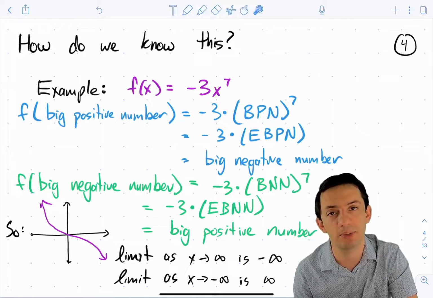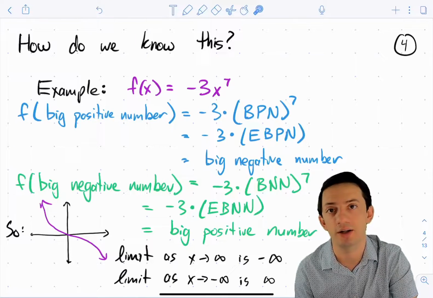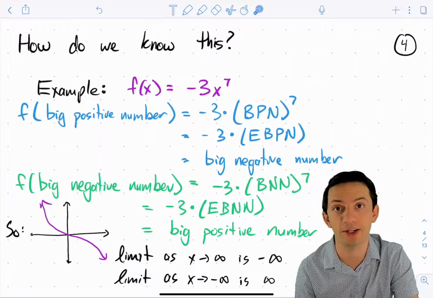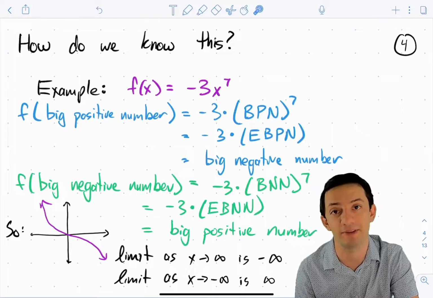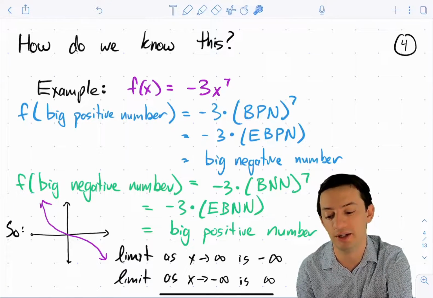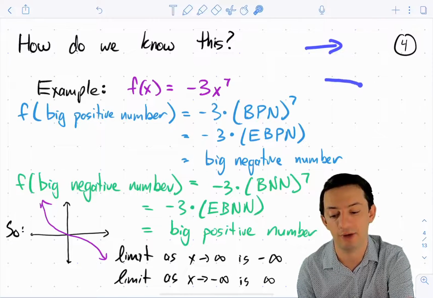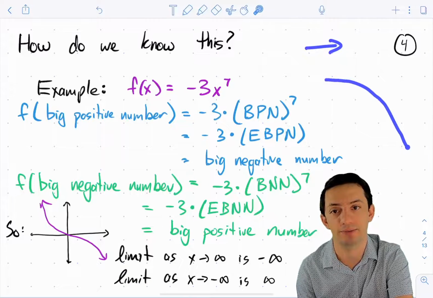So that's telling me when I plug in really big numbers, a trillion, a quadrillion, a googol, as big as you can think, the result is really big negative numbers. So as I go off to infinity, on the right in my graph, I go down to negative numbers.